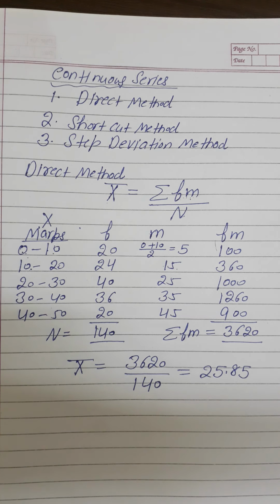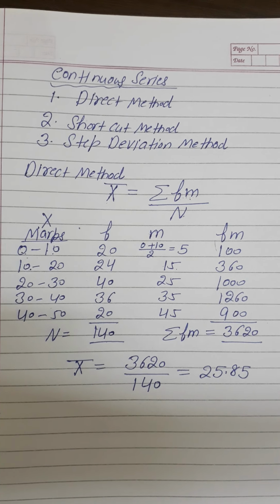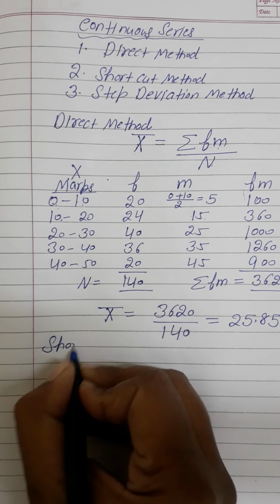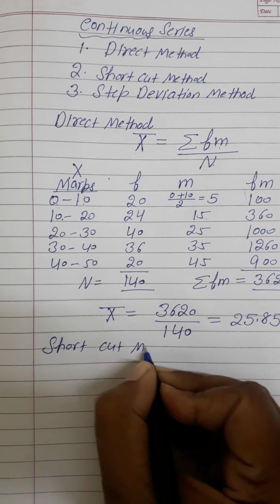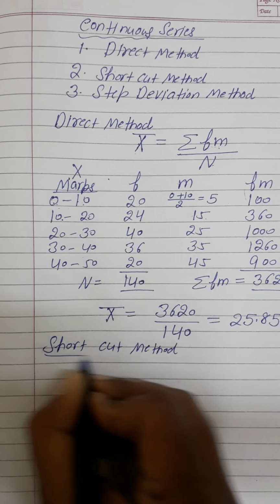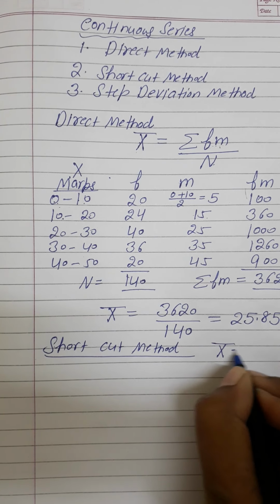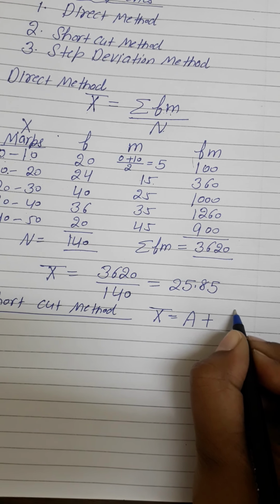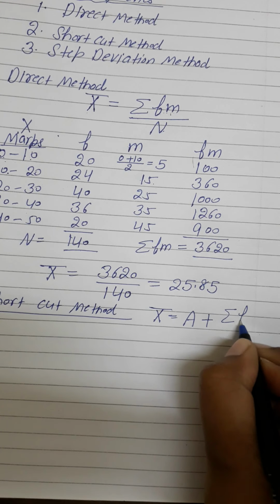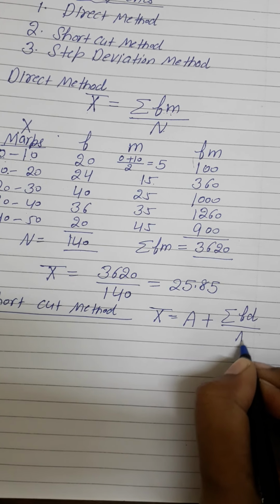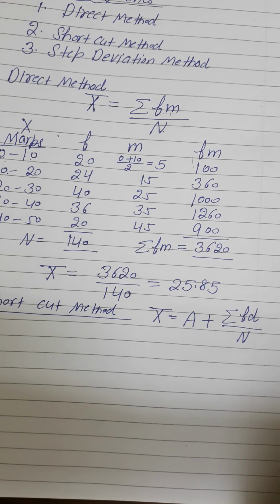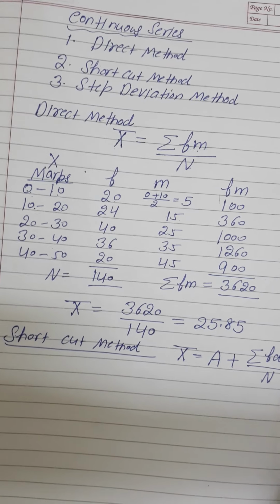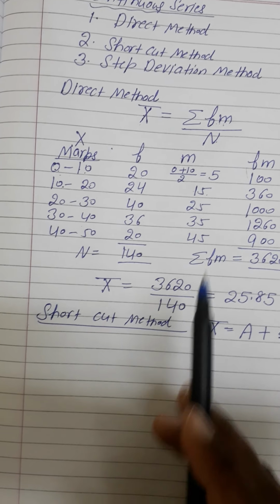And now we will study the shortcut method. In shortcut method, the formula of calculating arithmetic mean will be A plus summation FD divided by n. Same formula as in case of individual series. We will solve the same question by shortcut method.